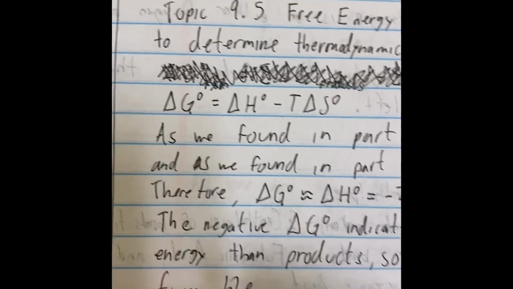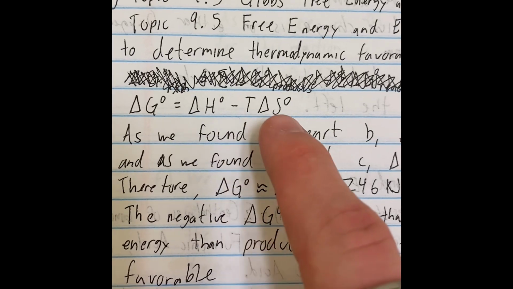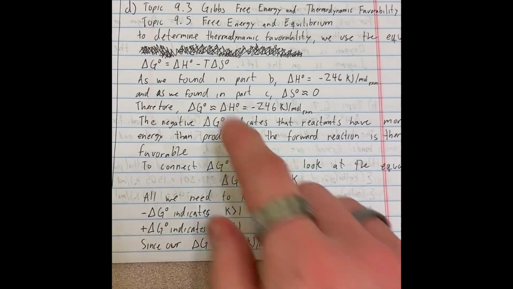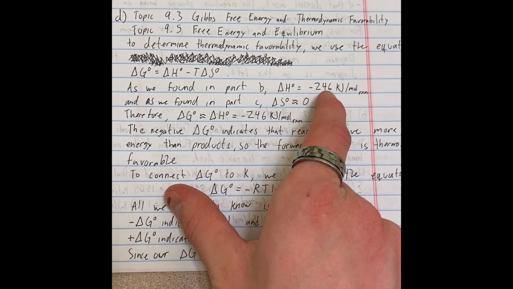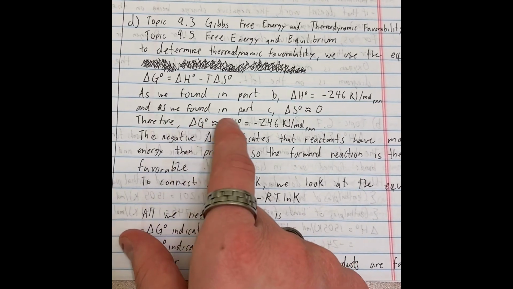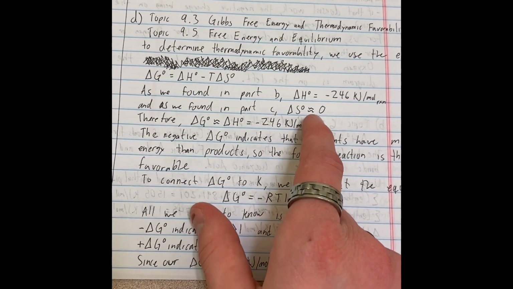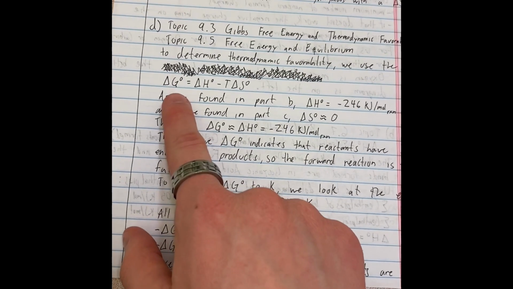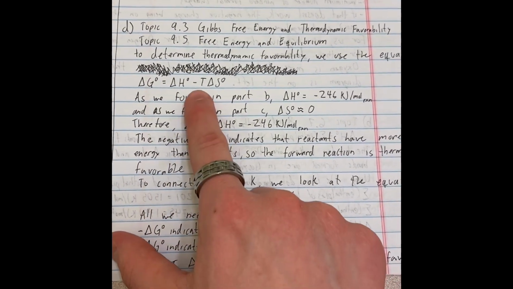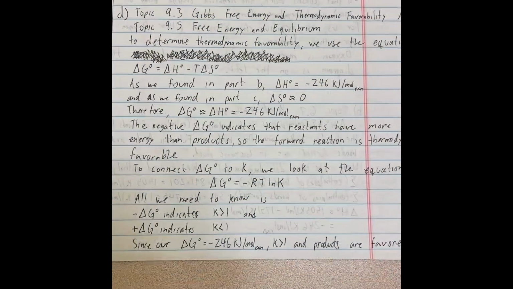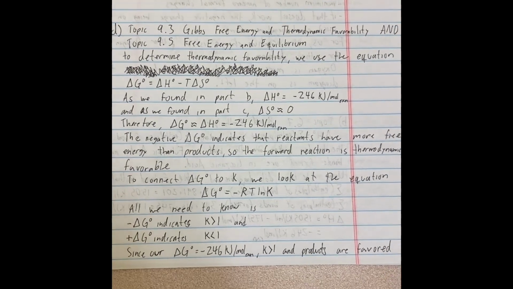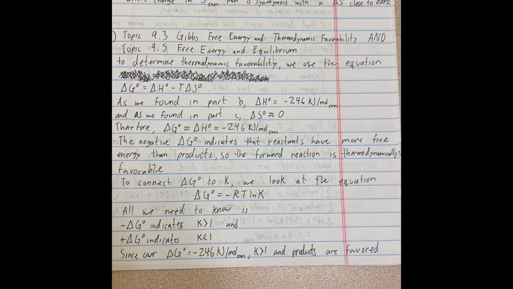First, in order to determine thermodynamic favorability, we use the equation delta G equals delta H minus temperature times delta S. Since we've already found in part B that delta H is equal to negative 246 kilojoules per mole of reaction, and we found in part C that delta S is approximately 0, we can then conclude that delta G is approximately delta H, which is then negative 246 kilojoules per mole of reaction.